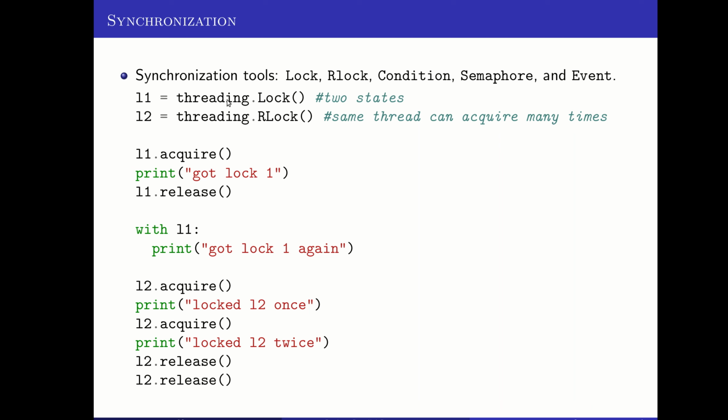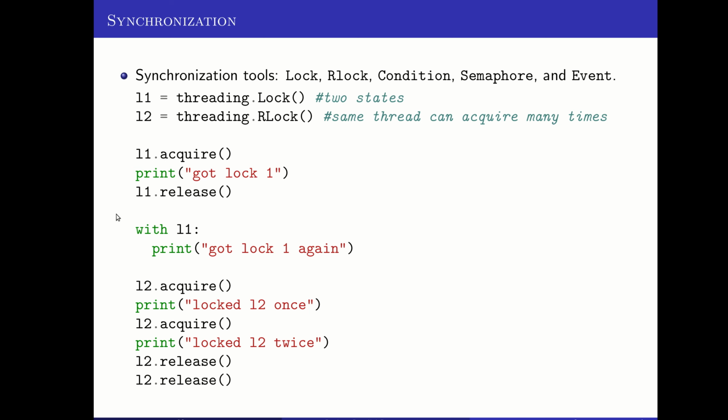So the lock class that's provided in threading has exactly 2 states. It is either locked or not locked, and that means even if the same thread enters a block in which it needs to acquire that lock, it will hang if it needed to acquire it a second time. So we have to be careful with the default lock to only be in structures of code where we need to acquire it once, and then we are sure we will release it again.